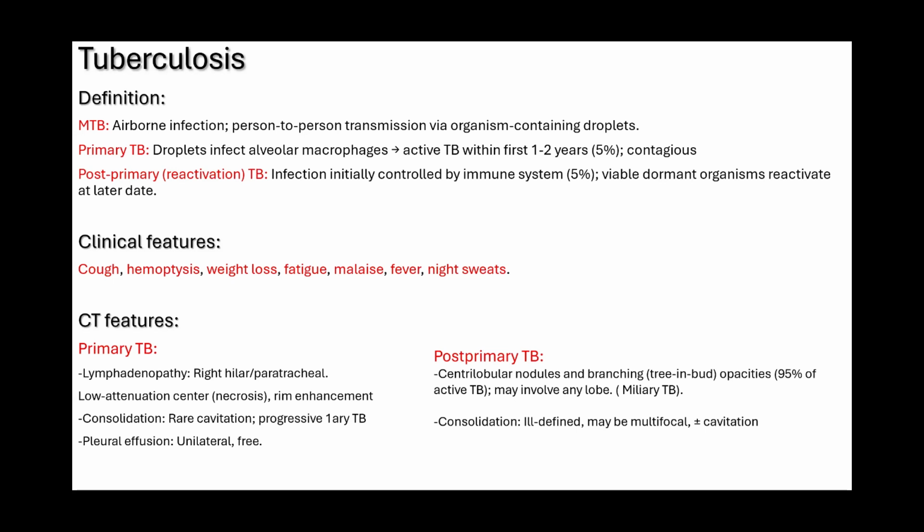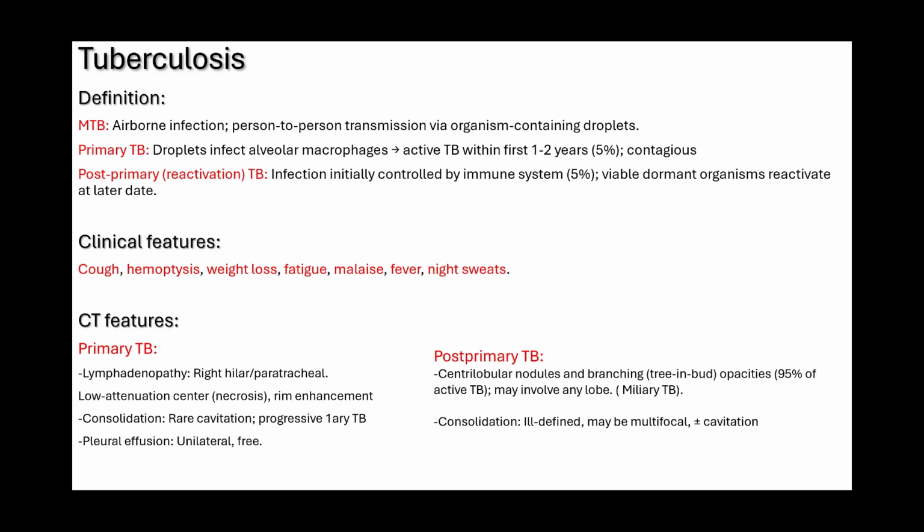So TB is an airborne infection and is transmitted from person to person through droplets. What's important in TB and radiology is that we have primary TB and reactive TB. Primary TB is when droplets infect the alveolar macrophages, then after 1 to 2 years it becomes active. Reactive is once the immune system is controlling the TB, there is a chance for it to be reactivated. So this is called reactive TB.